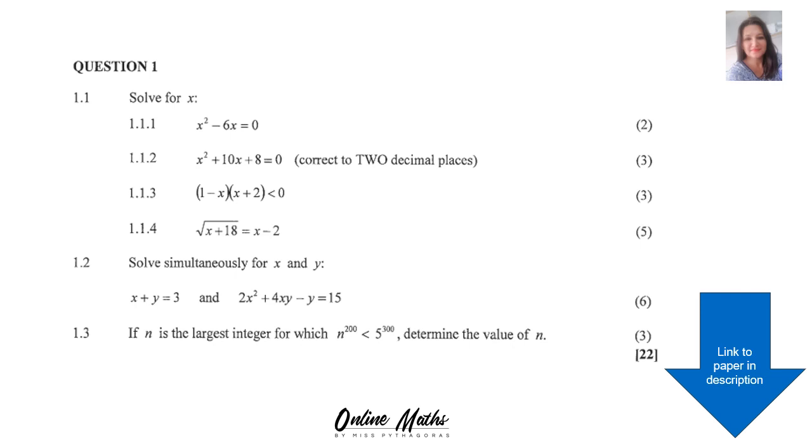So by now you know this question is all about solving x. On number 1, you will take out a common factor. Number 1.2, when the question says correct to 2 decimal places, we know we're going to use the quadratic formula. Number 1.3, this is an inequality, 3 marks coming your way. Question 1.4, this is an equation that contains a square root, so you will square both sides, 5 marks, easy peasy.